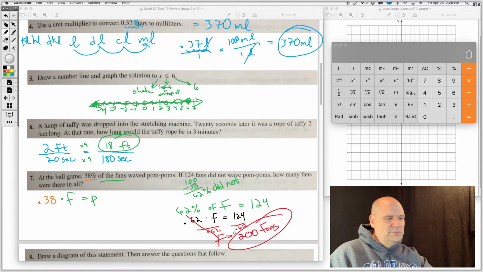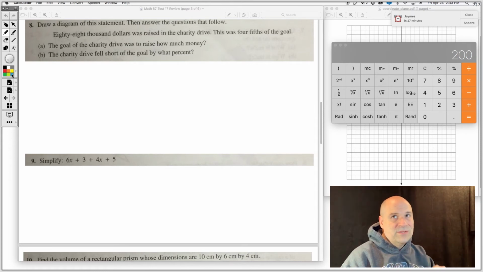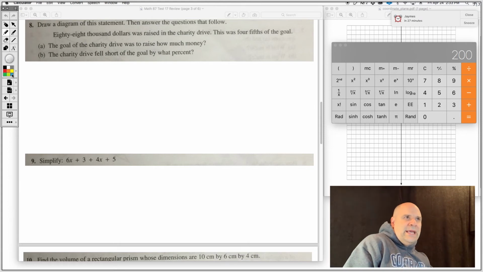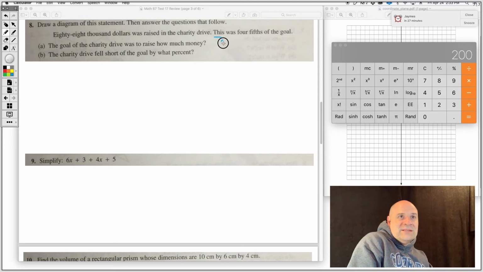Okay, cool. All right, number 8, draw a diagram of this statement. You don't have to do that unless you really want to. Then answer the questions that follow. $88,000 was raised in the charity drive. This was 4/5 of the goal. What is this? That means 88,000 was 4/5 of the goal, right?